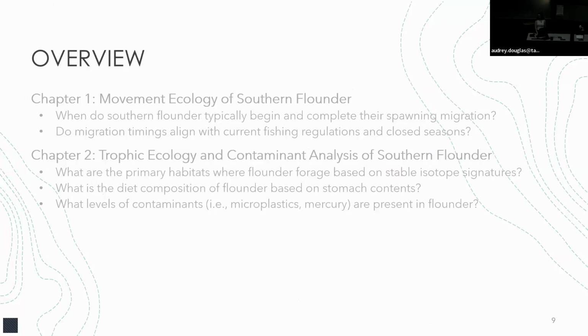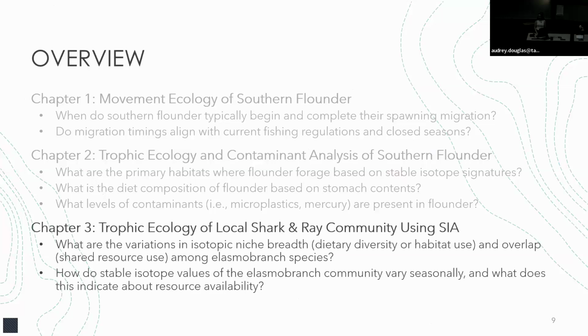And for my last chapter, I am doing something that is of personal interest to me. We're going to be focusing on a trophic ecology project of the local shark and ray community using stable isotope analysis. So the same method as before, just with a different group of animals. We're going to look at their dietary diversity, habitat use, shared resource use, and how that varies seasonally.